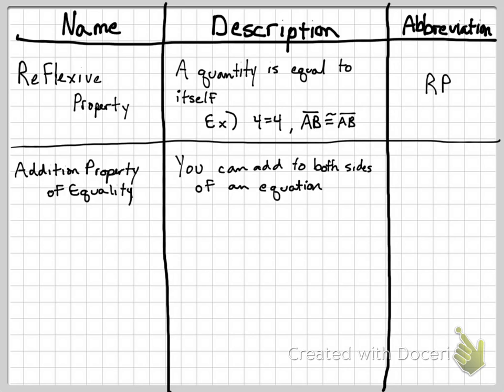So that's pretty straightforward. You can add to both sides of an equation. Kind of what's hidden in there that I'm sure you guys understand is that you're adding the same quantity. You're not going to add 1 to one side and 2 to the other side. So you can add the same quantity to both sides. I think it's understood well enough, so I'm not writing it down. And this abbreviation is going to be the add POE.